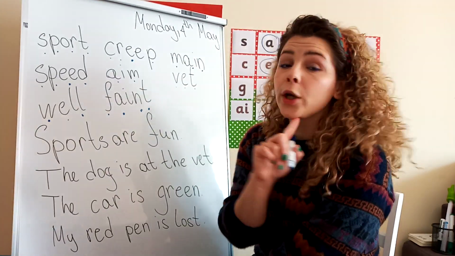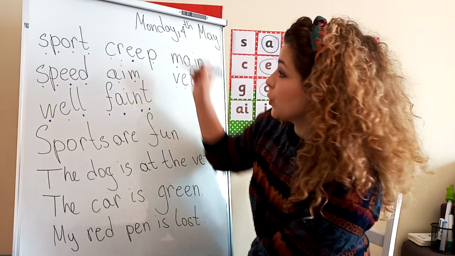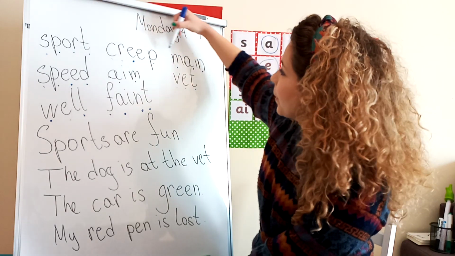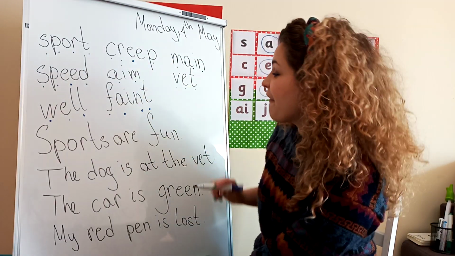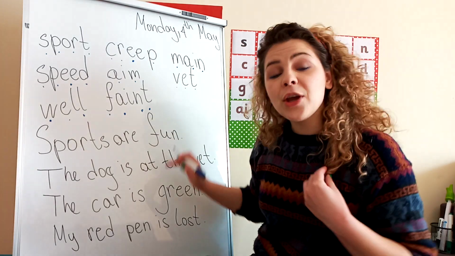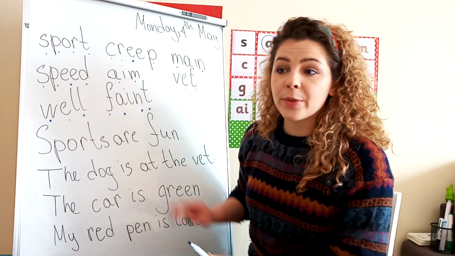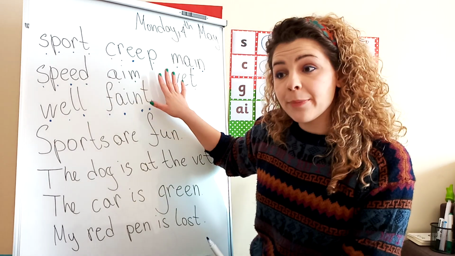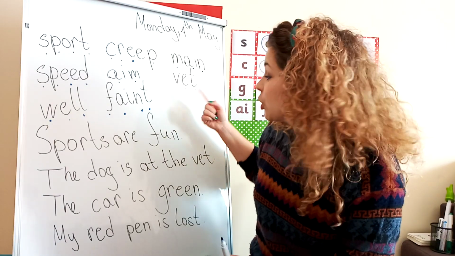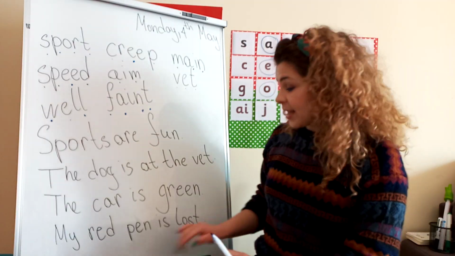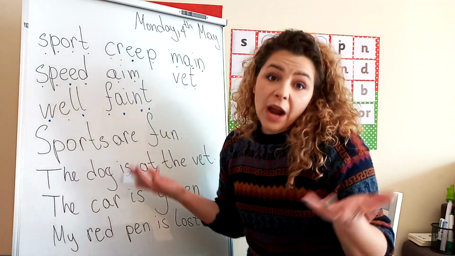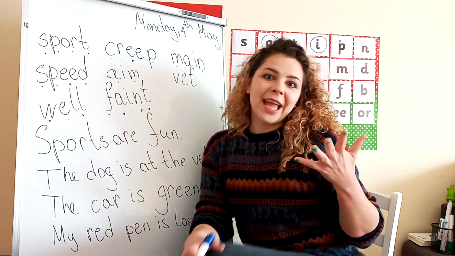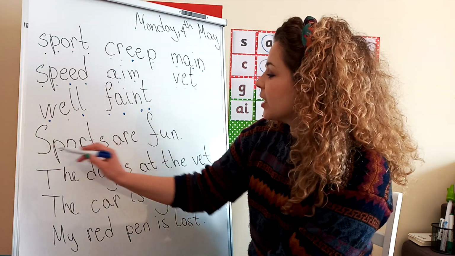So I'm now going to repeat these words for you. Sport, creep, main, speed, aim, well, and faint. Okay? And then you have 4 sentences. So remember, these words you copy every day. And every day you copy just one of these sentences. And then you don't have an extra sentence for Friday, okay? Because on Friday you shouldn't have homework. That is the idea.